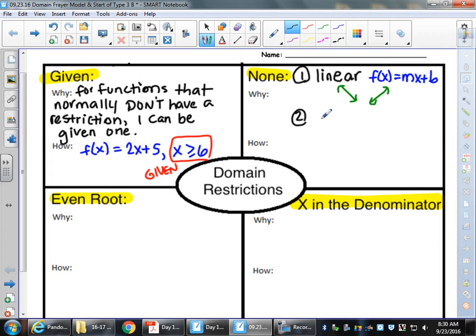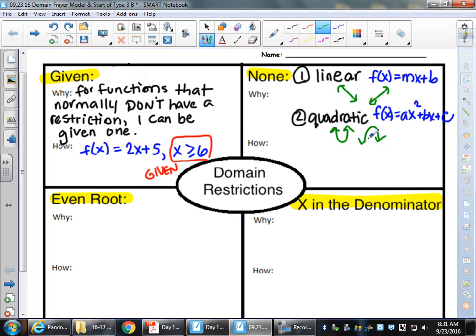What's the second that has none? Quadratic. Very good. Quadratic functions. What's the general form for that again? F of x equals ax squared plus bx plus c. Good. And what do the shapes of these graphs look like? Think back to the end of last year. What do these look like? U's. And a U can either open up or down.